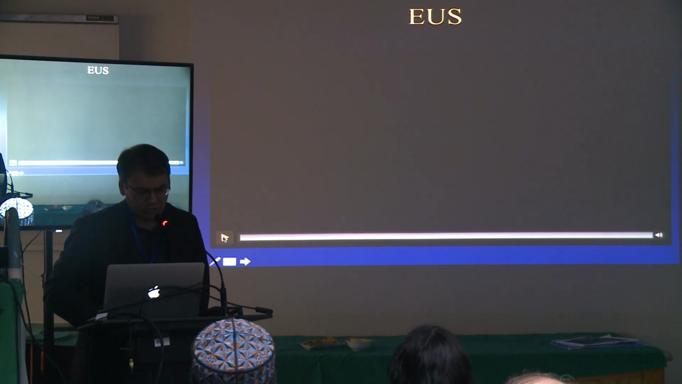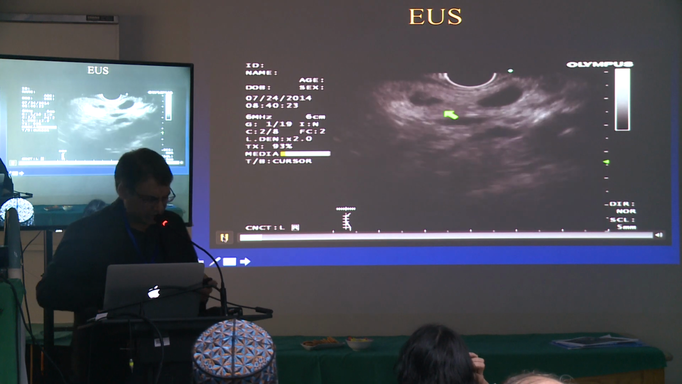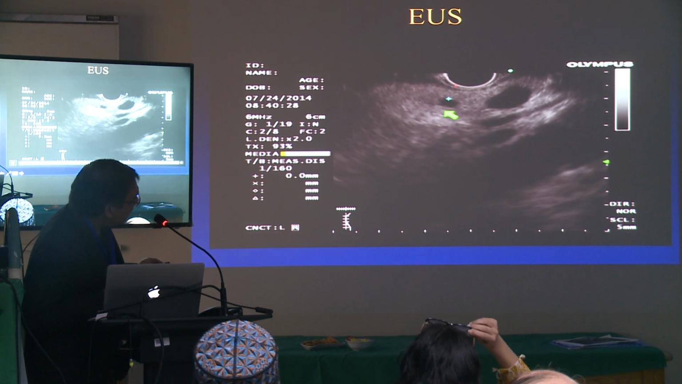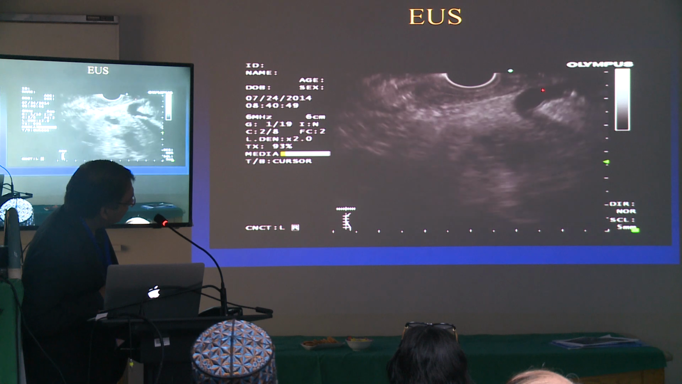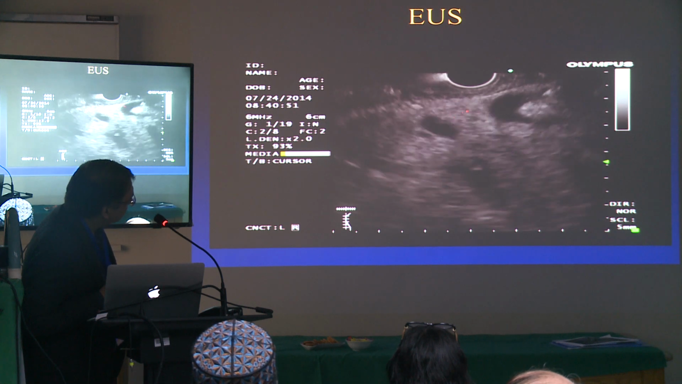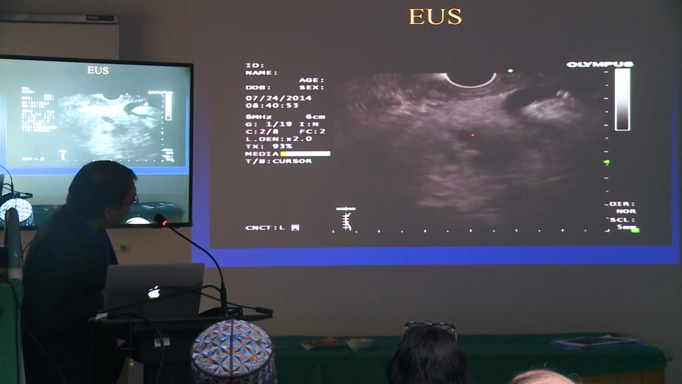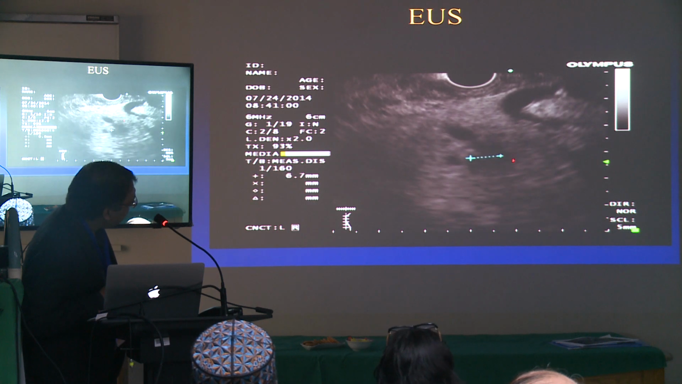So this is the EUS, and I want you to pay attention here. You can see that that's a pancreas here, right? This is a splenic artery, splenic vein. You see the pancreatic duct coming down. And can you appreciate this area, some hypoechogenic area right there?